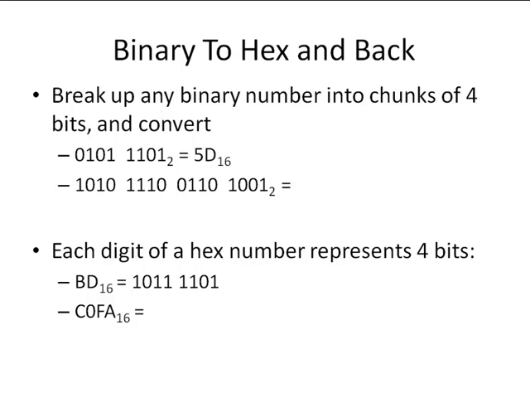And converting the other direction, each digit of a hex number represents 4 bits. So to convert BD, we convert the B and that becomes 1011, and we convert the D, that becomes 1101. And there's another challenge where you convert C0FA in hexadecimal. What's that in binary?